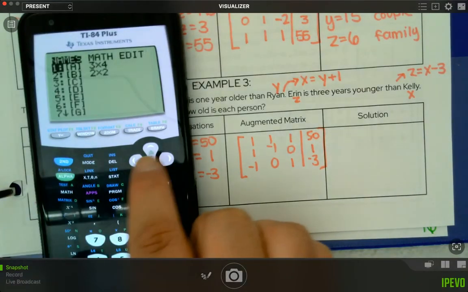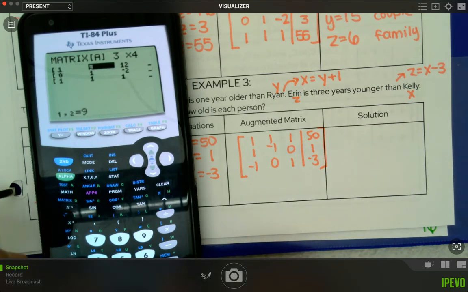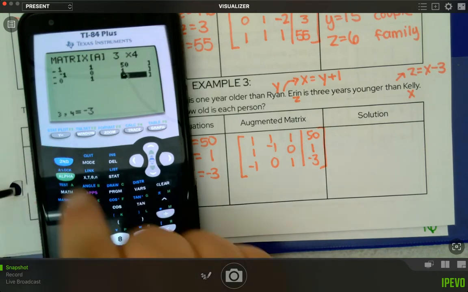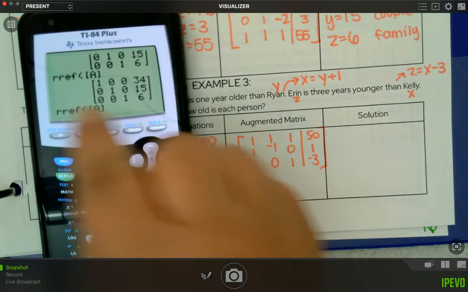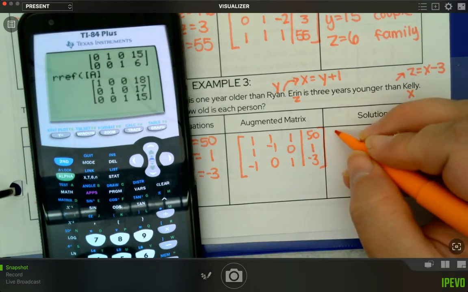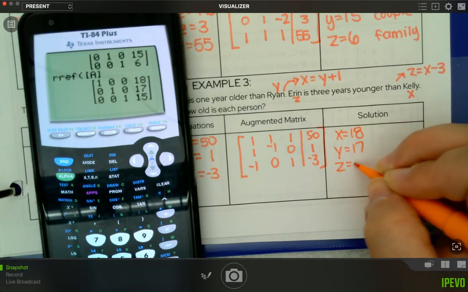Second matrix, scroll over to edit, hit enter on A. Hit enter twice because we already have a 3x4 set up. And I'm going to type 1, 1, 1, 50, 1, negative 1, 0, 1, negative 1, 0, 1, negative 3. And then I'm going to hit second quit when I'm all done. And I'm just going to hit second enter because I already did RREF last time. And my answers are X equals 18, Y equals 17, and Z equals 15.